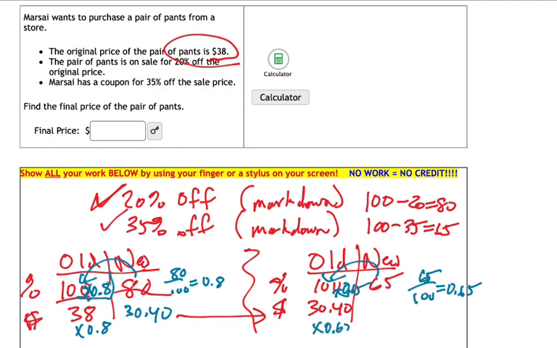And so $30.40 times 0.65 is $19.76. And that is after a 20% off sale and then a 35% off coupon. And that would once again be $19.76.